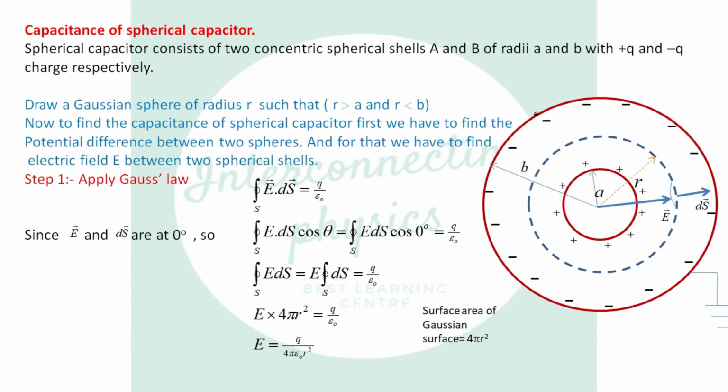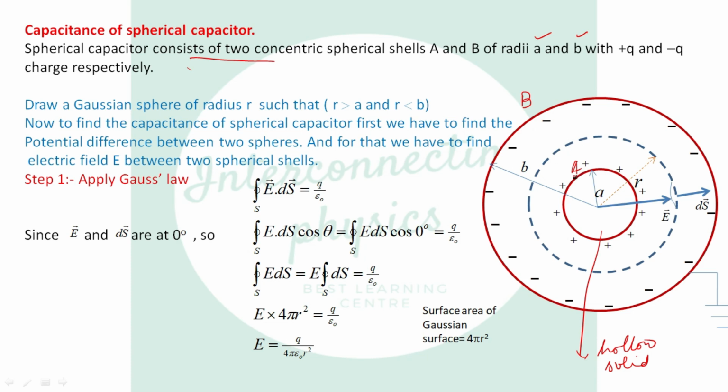So, capacitance of spherical capacitors. Before doing this, let us discuss what a spherical capacitor is. A spherical capacitor basically consists of two concentric shells of radii a and b. Let us say we have two spherical shells, capital A and B. The inner spherical shell may be hollow or solid, but the outer should be hollow, because only then can the inner sphere fit inside the hollow sphere.